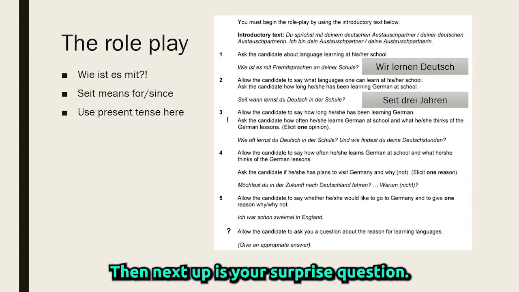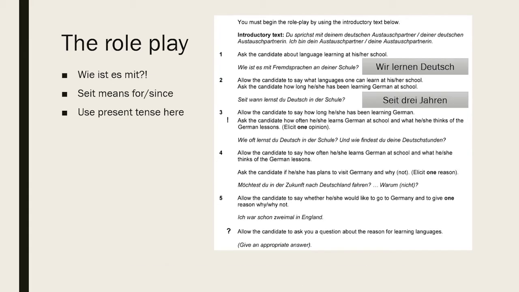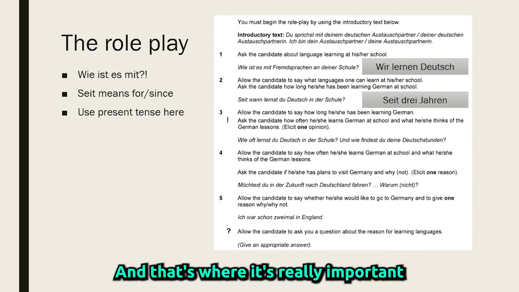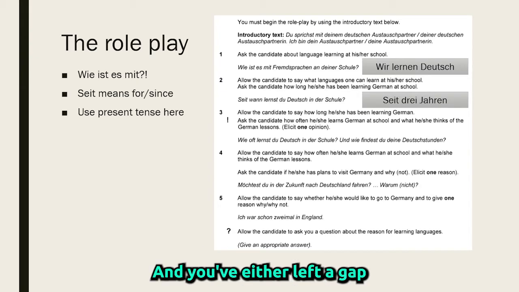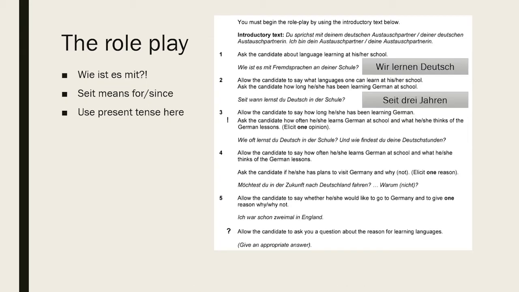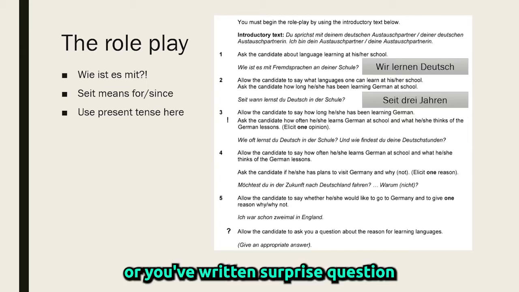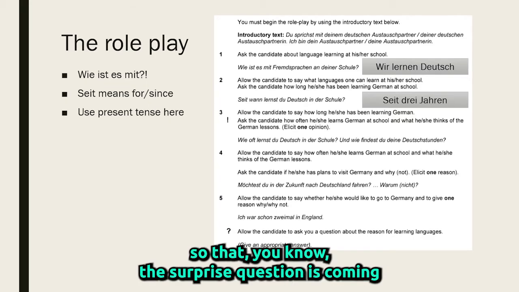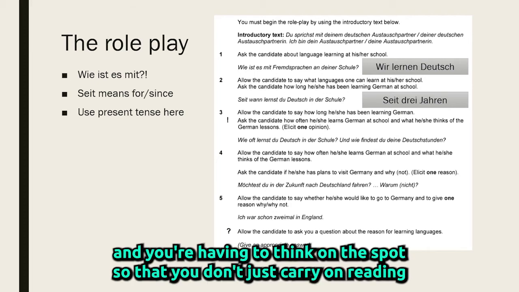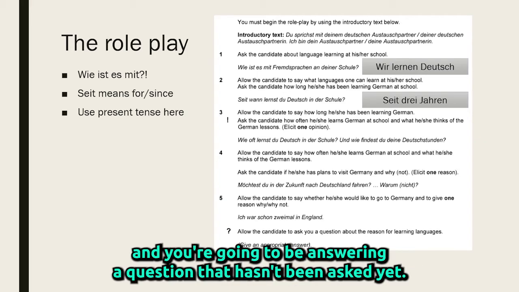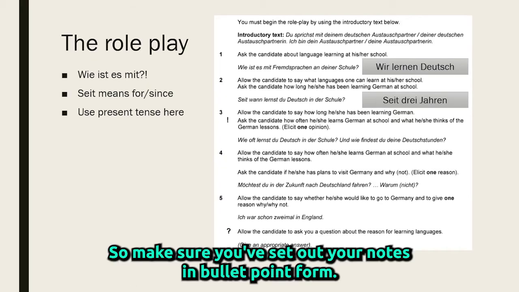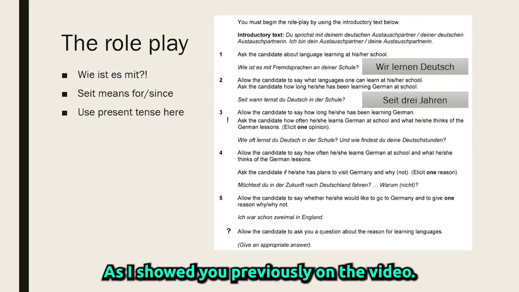Then, next up is your surprise question, and that's where it's really important that you've set out your notes in bullet point form and you've either left a gap or you've written surprise question, so that you know the surprise question is coming and you're having to think on the spot, so that you don't just carry on reading from your notes, because then you're going to get mixed up and you're going to be answering a question that hasn't been asked yet. So make sure you've set out your notes in bullet point form, as I showed you previously on the video.